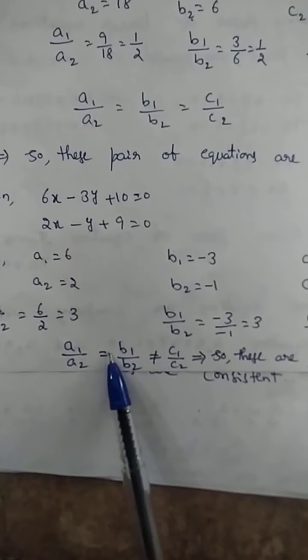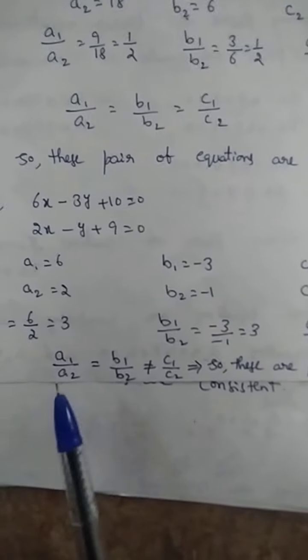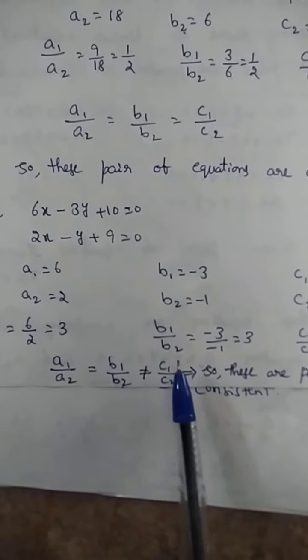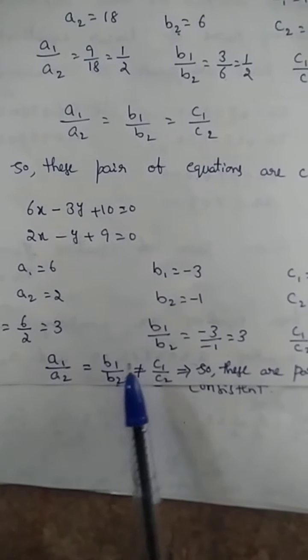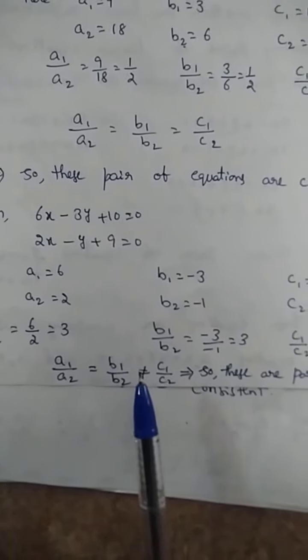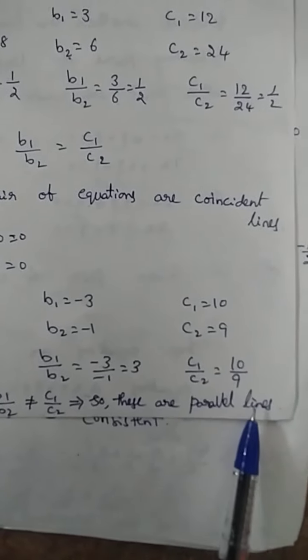Then a1 by a2 is equal to b1 by b2, and that result is not equal to c1 by c2. So a1 by a2 is equal to b1 by b2 is not equal to c1 by c2. The constant ratio is not equal to the x and y coefficient ratios. Then automatically the pair of equations are parallel lines. So these are parallel lines.